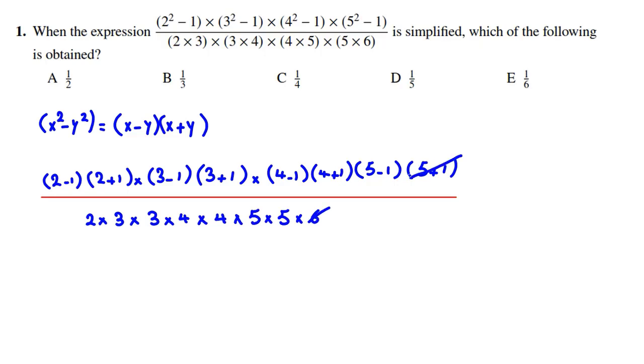Okay, 6 here is 5 plus 1, 6, 5, 4 plus 1, 5, 4, 3 plus 1, 4, 4, 5 minus 1, 4, 3, 4 minus 1, 3, 3, 2 plus 1, 3, 2, 3 minus 1, 2, 2 minus 1. Here, 2 minus 1 is 1, numerator is 1, denominator is 5, so 1 over 5. So the answer is D.